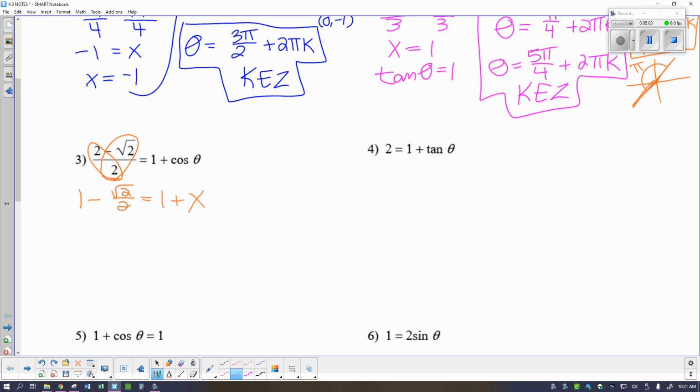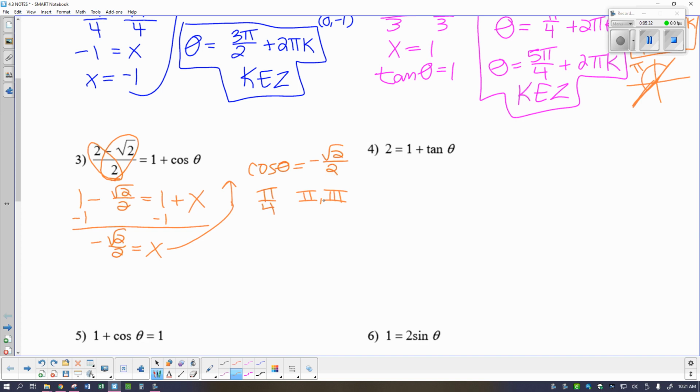So I'm going to get x by itself, and I'm going to subtract 1. So I have negative square root of 2 over 2 equals x. So I want to know, when is cosine of theta equal to negative square root of 2 over 2? So think family, that's got to be pi over 4. And think quadrants. Quadrants would be quadrant 2 and quadrant 3 for cosine being negative.